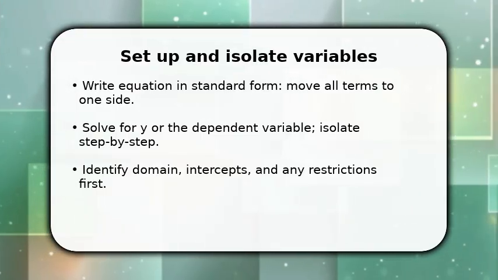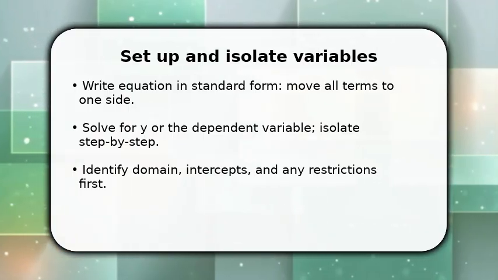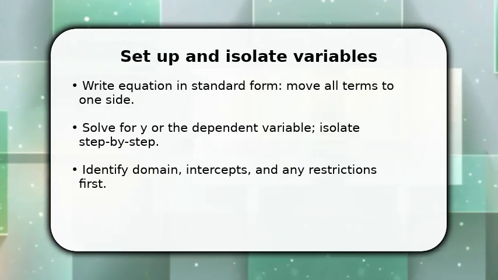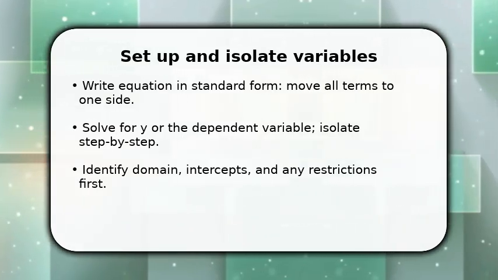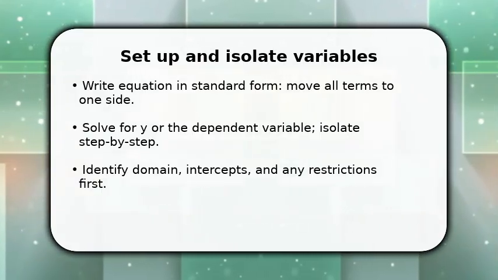Once done, compute key points, x-intercepts, y-intercept, and any asymptotes. Make sure to note domain restrictions like denominators equals 0 or square root limits. This gives you the minimal set of points and behaviors you'll plot first, so you don't guess the graph shape.